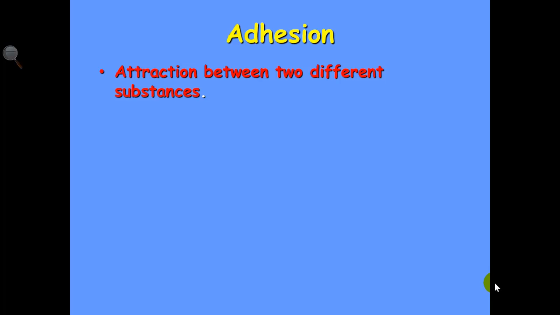All right, everyone, this is part two of the water PowerPoint, part two of the water notes. We're going to pick up with adhesion. Adhesion is the opposite of the last thing we talked about, which was cohesion. Cohesion was the attraction between like substances, and adhesion is the attraction between two different substances.